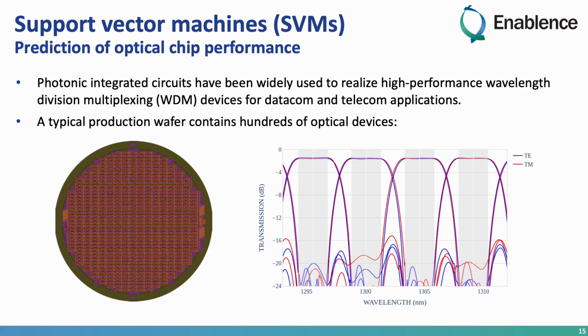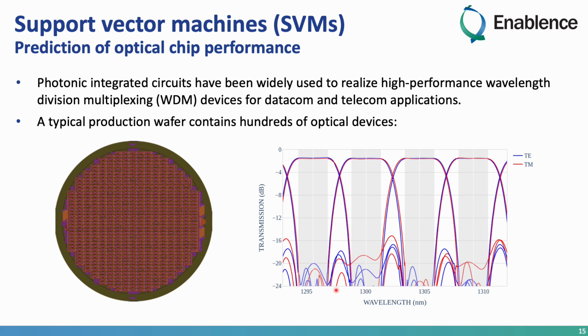So where can SVM be used in our area of photonics? Well, the first example that I'll show comes from our own work at Ensemble. We design and manufacture photonic integrated circuits for various applications including LiDAR, datacom, and telecom. Now, a typical 6-inch production wafer contains hundreds of optical devices. This is an example of one of our masks with about 400 4-channel multiplexer devices. The graph on the right shows the expected spectra from each one of these multiplexers.